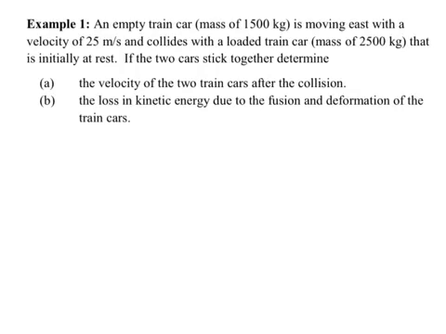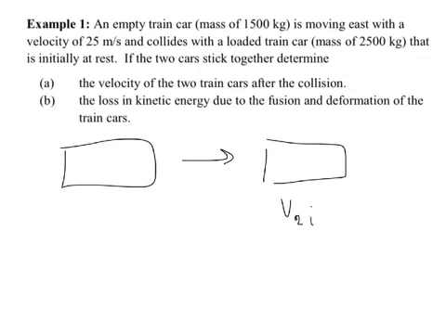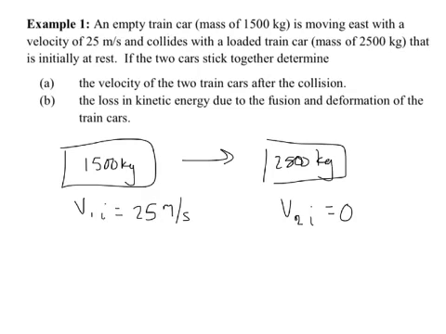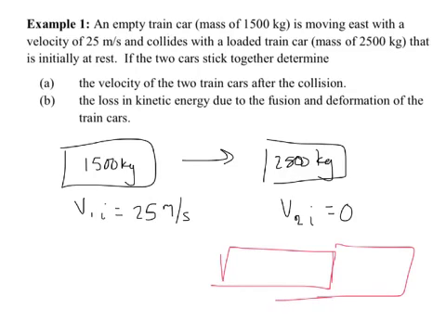So we have two train cars. This one's about to collide into this one. Well, this one's initially at rest. This one is moving initially with a velocity of 25 meters per second. The mass is 1,500 kilograms. This mass is 2,500 kilograms. Now, after they collide, they're stuck together, so they're moving as one body forward. And we are trying to figure out, A, what is the velocity of them afterward, and B, how much energy did it take for these two cars to stick together? So let's go ahead and find part A first.